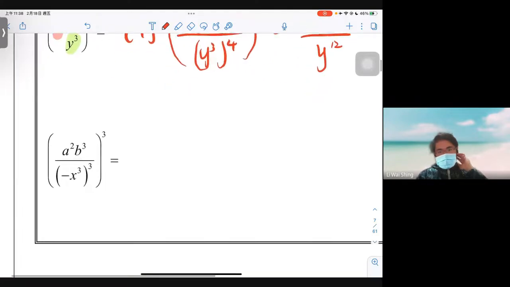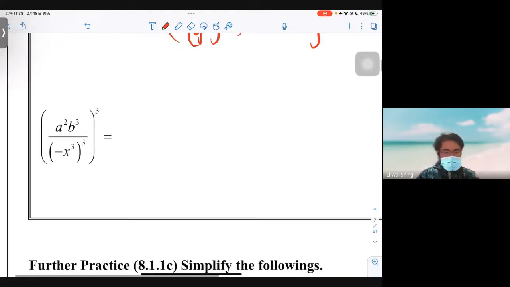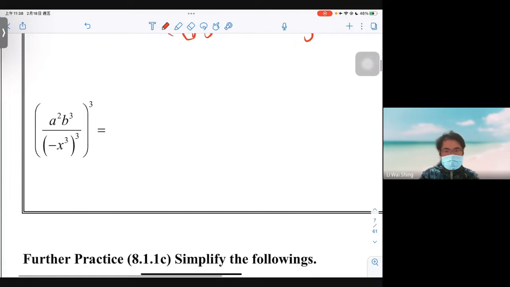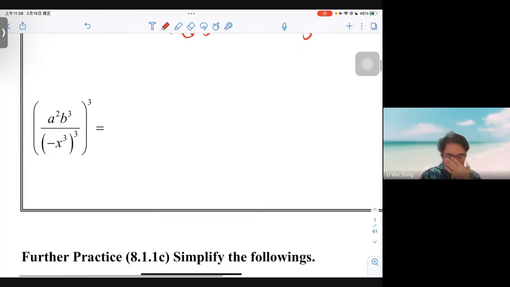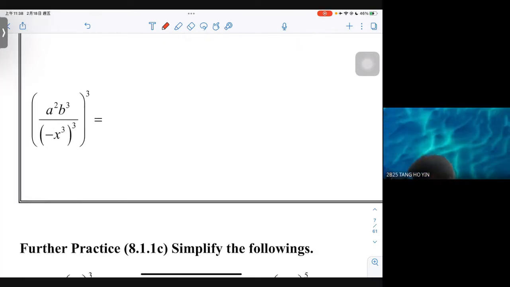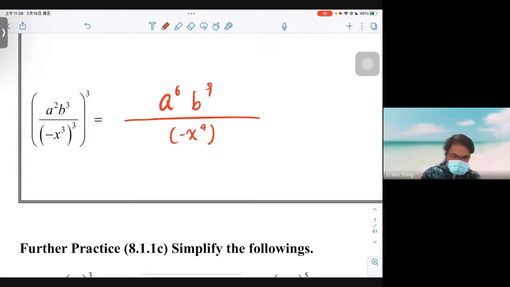So the next one, you know that. Let's invite Ho Yin. How to do that? a to the power of 6 b to the power of 9 over negative x to the power of 9. Negative 6x to the power of 9. Yes. Finished? Yes. All right.